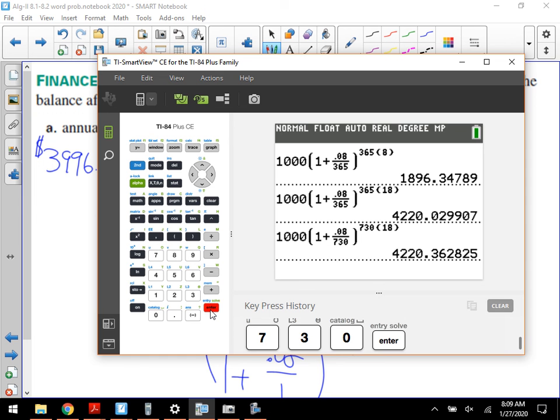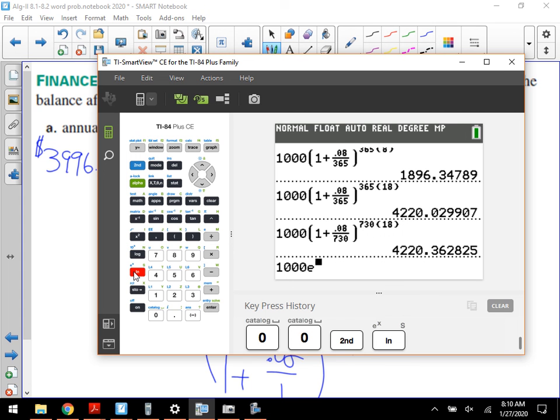The P value still stands for the same thing, it's the principal. The R is still the same, T is still the same. So if I look at this exact same problem in terms of continuously, I would type in 1,000. See next to the number 4, to the left of it, it says LN. That stands for natural log, the log of the natural base. If you do second natural log, it says E to the X. That's the button for this. Second LN, right next to the 4.